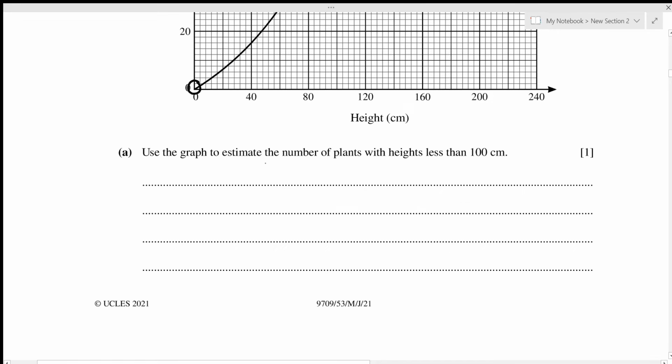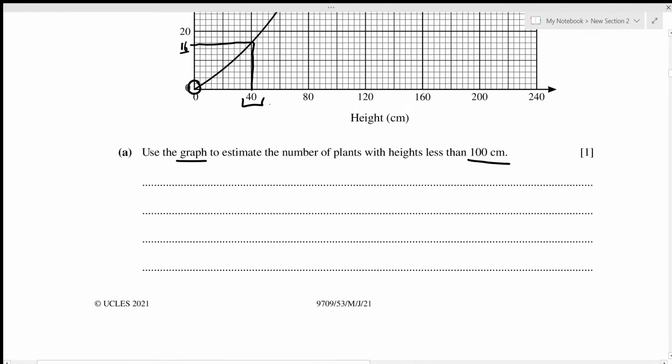We need to figure out the number of plants with heights less than 40 centimeters, and in order to figure out this number, we're going to use the graph. Since I already told you that this is a less than curve, if we need the number of sunflowers that is less than 40 centimeters, we can just look up straight. So 40 is right here, and then the corresponding CF will be the required number, which in this case I think will be 16. So 16 sunflowers will have a height of less than 40 centimeters.